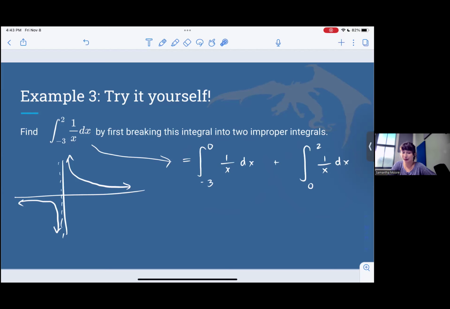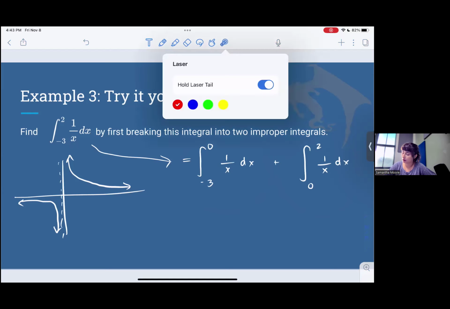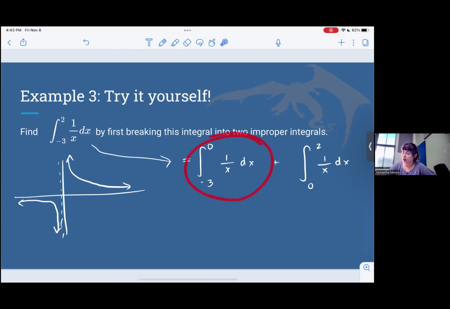Okay, hopefully you actually paused and tried this problem. I claim that for this integral, you should have ended up with negative infinity. And for this integral, you should have ended up with positive infinity. It's super tempting to say that the answer is 0. That's not what you should say, because infinity is not a number.